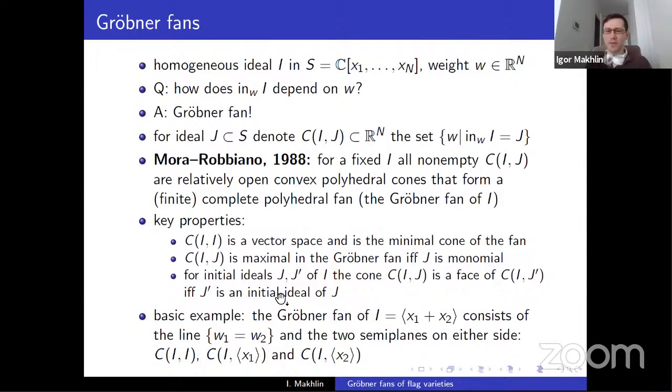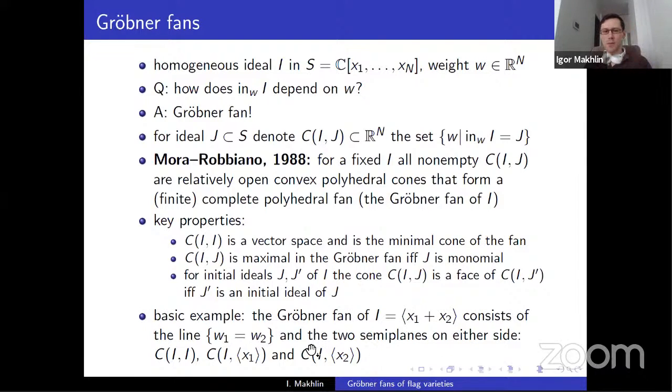Okay, and here I have a very, very basic example. Better examples would require three-dimensional images, but this is a very basic one. So we have this principal ideal in polynomials in two variables, just generated by the sum. Its fan is very simple. I did not draw it because it's just a line. It sits in the two-dimensional plane, and it consists of the line and two semiplanes on both sides of it. So these are the three cones that occur in the fan.